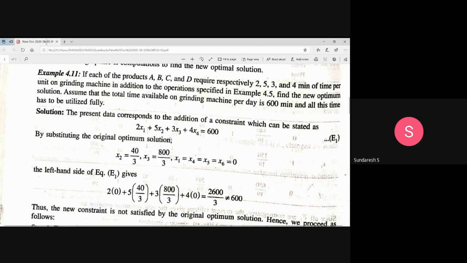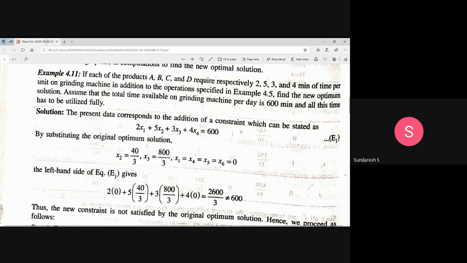Now what we do here is, for the values of x2 and x3, the optimum solution we arrived at in the end, where the x2 value is 40 by 3 and the x3 value is 800 by 3, these are the 2 basic variables we have got at the final pivot operation, right? And x1 and x4, and of course the 2 slack variables x5 and x6, are not in the table, so we are going to put those as 0.